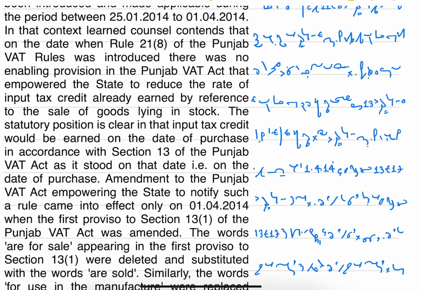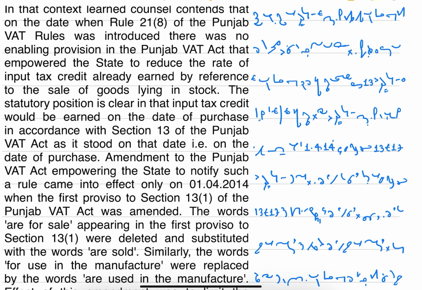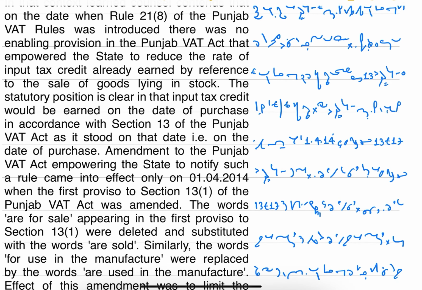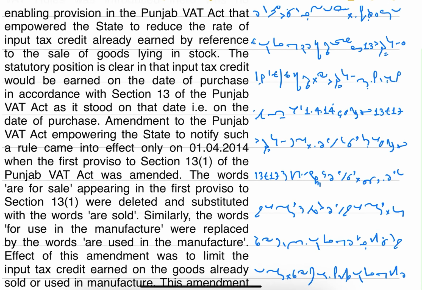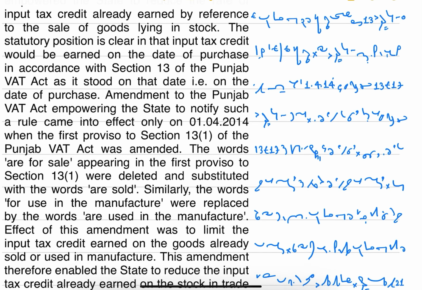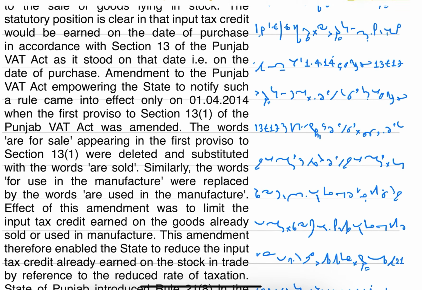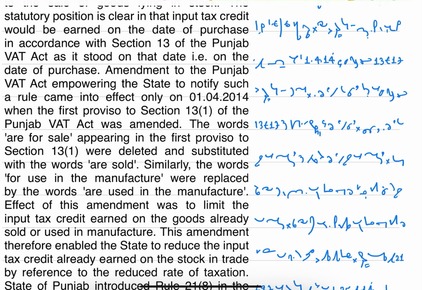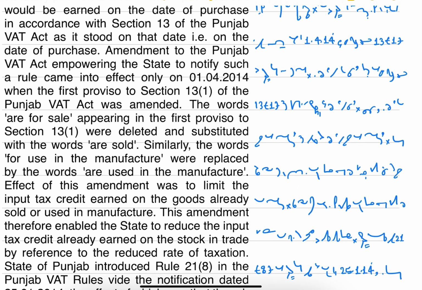The statutory position is clear in that input tax credit would be earned on the date of purchase in accordance with section 13 of the Punjab VAT Act as it stood on that date, that is on the date of purchase. Amendment to the Punjab VAT Act empowering the state to notify such a rule came into effect only on 1/4/2014 when the first proviso to section 13(1) of the Punjab VAT Act was amended.